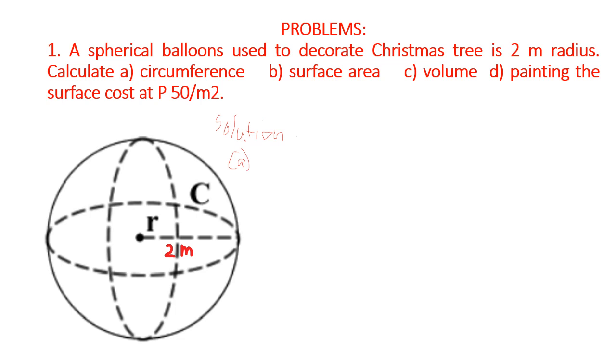So letter A is circumference. Circumference equals 2 pi r, where r is 2, so you have 12.566 meters. For the surface area, A equals 4 pi r², equals 4 pi 2², equals 50.26 meter square.